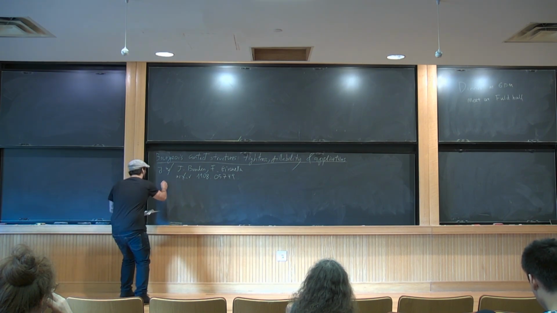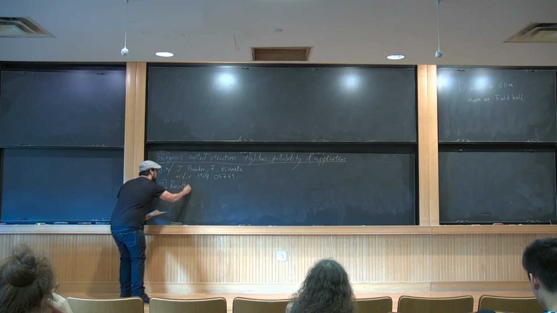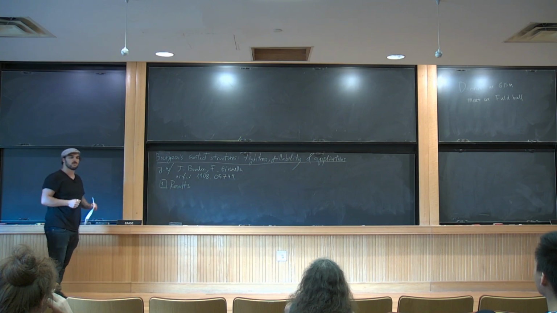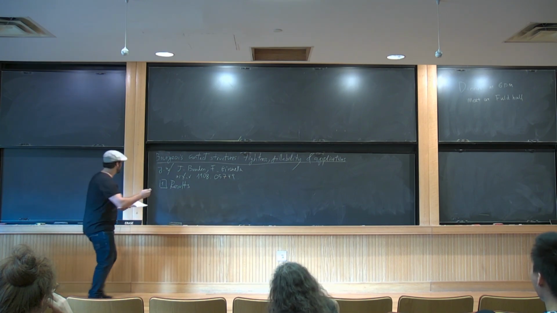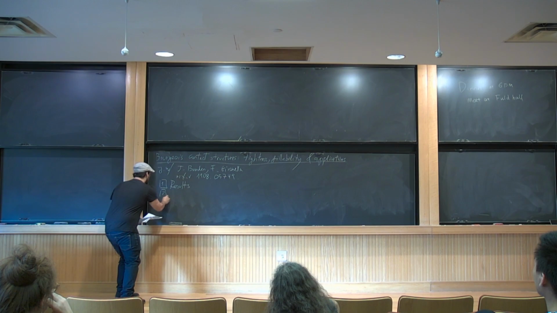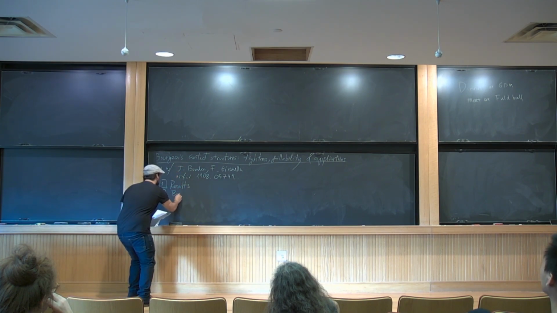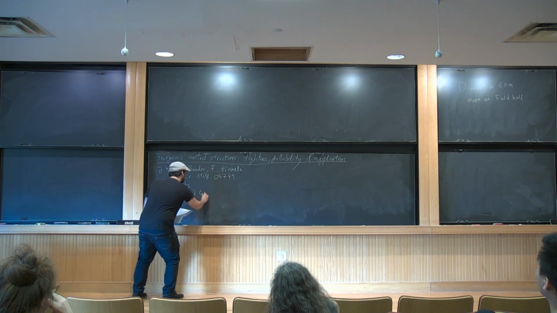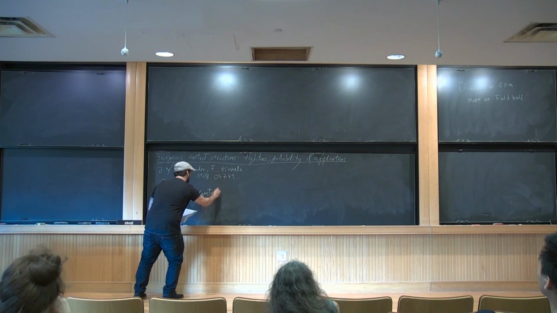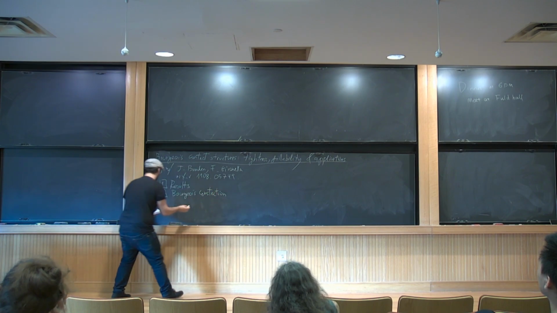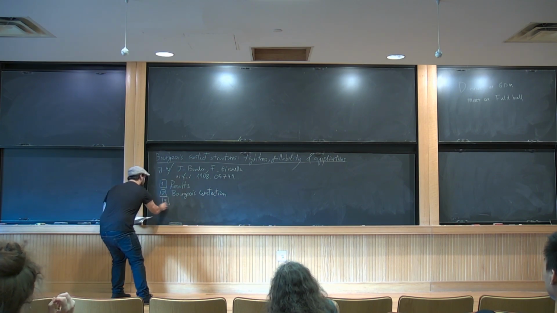So my talk will consist of the following points. I'll first talk a bit about what the results we have are. The second part is dealing with the construction itself, this Bourgeois construction. And the third part, if I have some time, is to sketch some proofs.